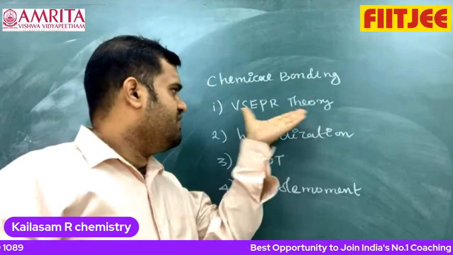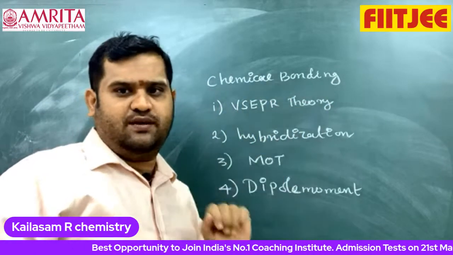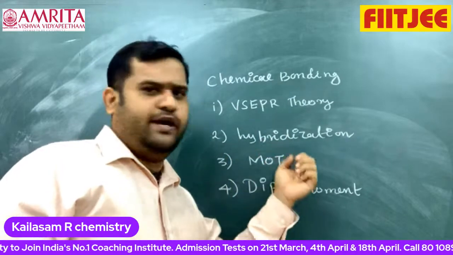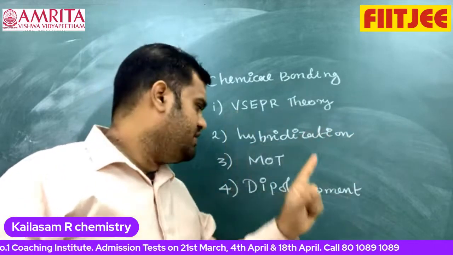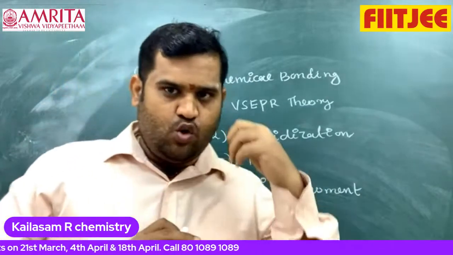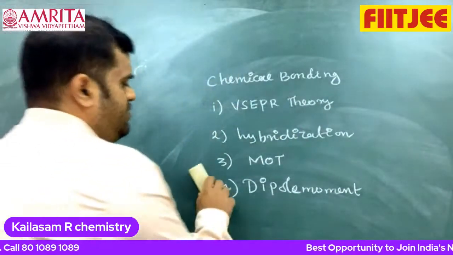One will be VSEPR. What is VSEPR? Valence electron pair repulsion theory. Next is hybridization and molecular orbital theory. And last will be dipole moment. It's a very important chapter, so listen carefully. We'll go one by one. First we'll go with the VSEPR theory. What does VSEPR theory say?